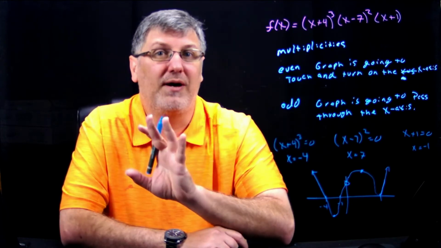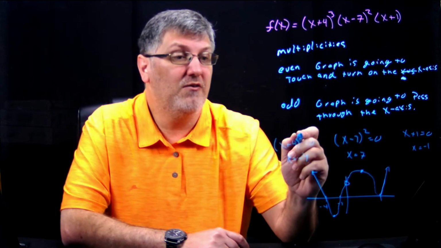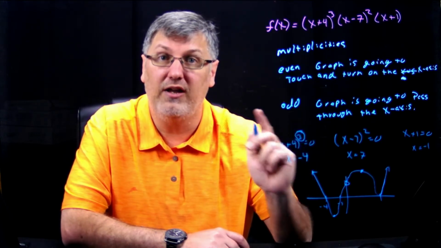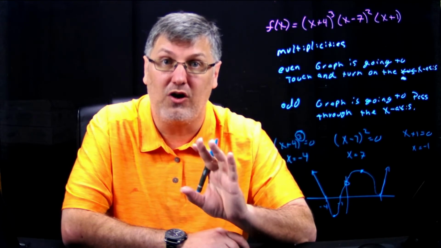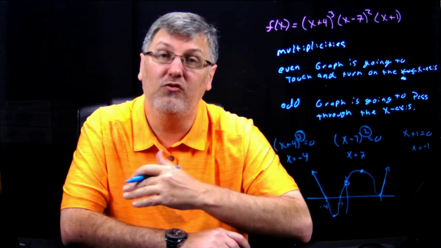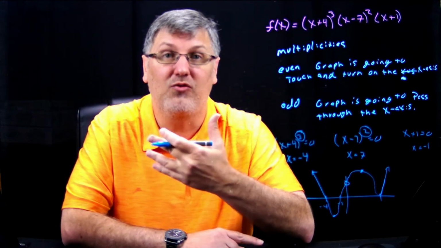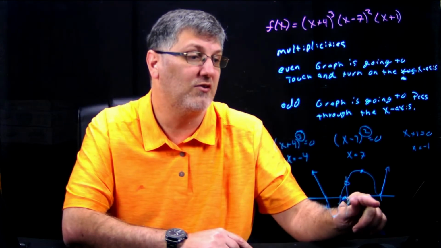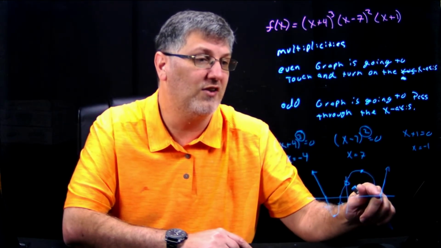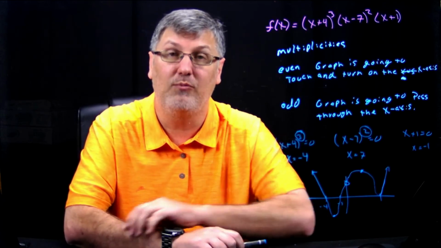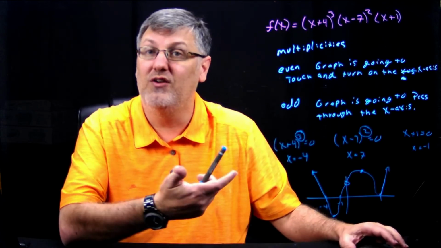But really this is about multiplicity. When you have it in fully factored form, if your exponent is odd, it's an odd multiplicity and it's going to pass through the x-axis. If your exponent is even, when it gets to that x-intercept, it's going to touch the x-axis and turn. It bounces off the x-axis, touches at that x-intercept, turns around and goes back in the same direction. That's even and odd multiplicity.